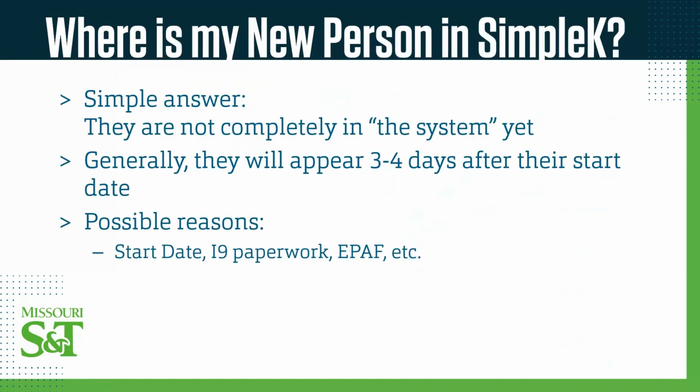Here's another good question. Where's my new person in SimpleK? Well, the simple answer is they're not completely in the system yet. Generally, they'll appear 3 to 4 days after their start date. Possible reasons are maybe their start date hasn't happened yet, it's in the future, or they haven't finished their I-9 paperwork, their EPAF, or any other paperwork that needs to be finished in order for them to be onboarded. That has to happen before you can request keys for them.